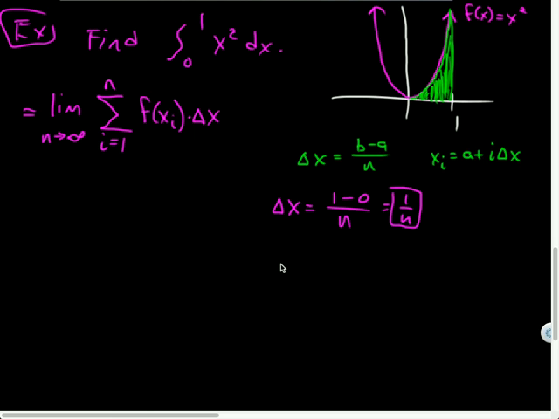So what is x sub i? A is 0. A is to the left and B is to the right, so this is A, this is B. It's still in terms of i, and delta x we just found is 1 over n. So what does x sub i simplify to become? 1 over n times i, or we'll just write it as i over n. So here's our x sub i.